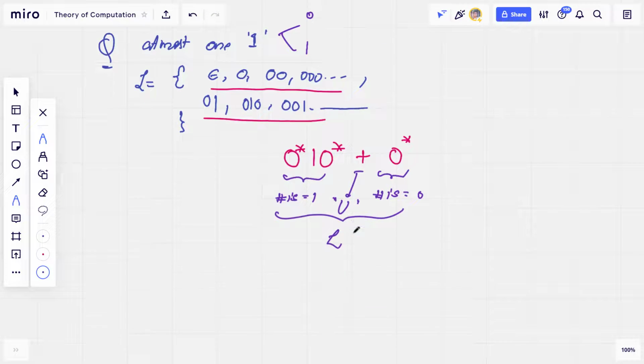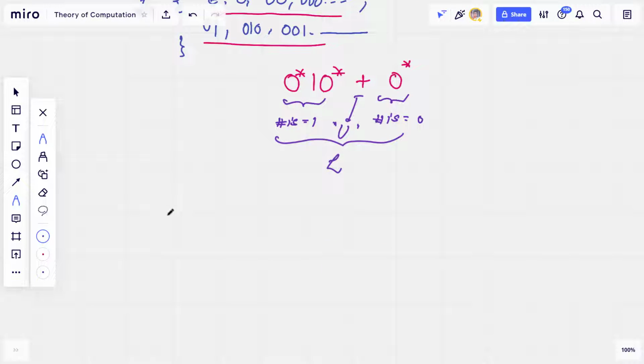Cool. Let's move on to another question. Let's say my alphabet is A, B, C, and so on, up until Z. And I want L to be the set of strings that contains the word main in it. How do you do it?